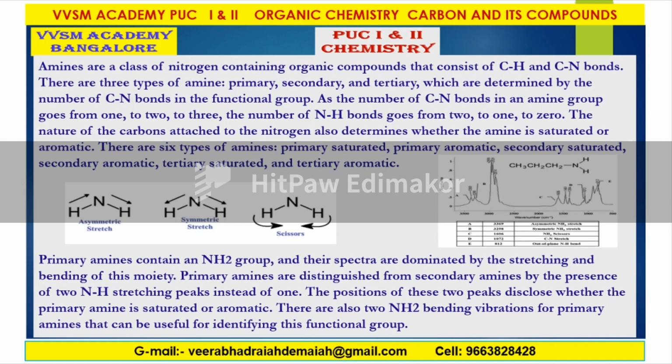Now, primary amines, secondary amines and tertiary amines are the classifications of amines. Then how do you decide whether it is a primary, secondary or tertiary amine? Primary amines contain the NH2 group, and the spectra are dominated by the stretching and bending of this moiety. Primary amines are distinguished from secondary amines by the presence of two NH stretching peaks instead of one. The positions of these two peaks disclose whether the primary amine is saturated or aromatic. There are also amino bending vibrations for primary amines that can be useful for identifying the functional group.